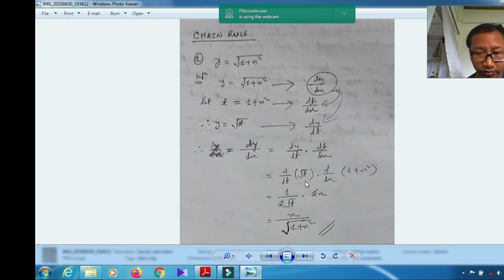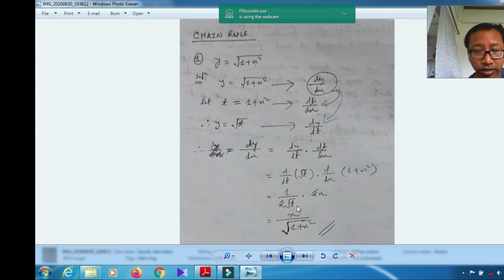Though it is not a formula, we can have a shortcut for that: d by dx of root x is 1 by 2 root x. That means d by dt of root t is 1 by 2 root t. And this part, 1 plus x square, means 2x. 2 and 2 is cancelled. We will get x by root t.